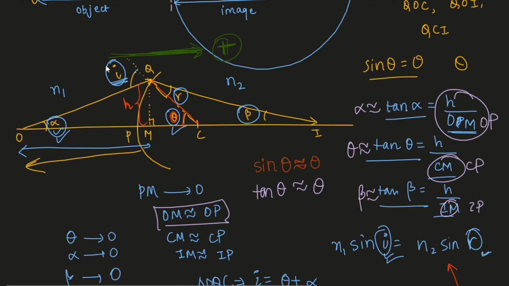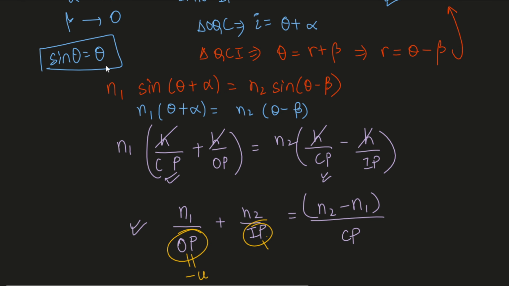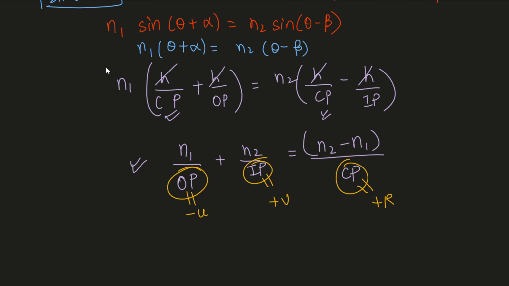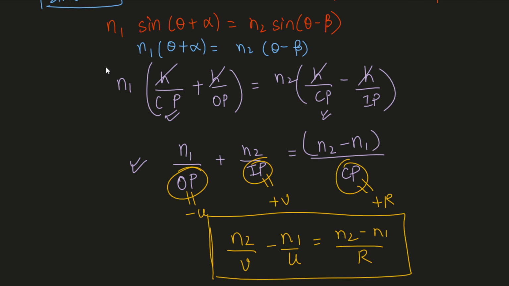IP, on the other hand, well, that is just in this direction we want it to be, so that is equal to positive v. CP is again in this same direction, so that is also equal to plus r, the radius of curvature that we wanted. This gives us finally n2 by v minus n1 by u is equal to n2 minus n1 by r. This equation right here will help us at all instances whenever we have any refraction at spherical surfaces.